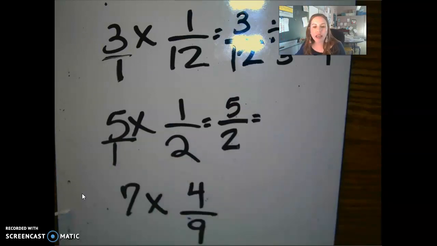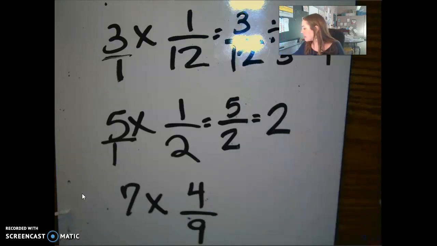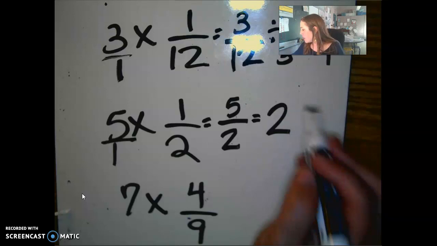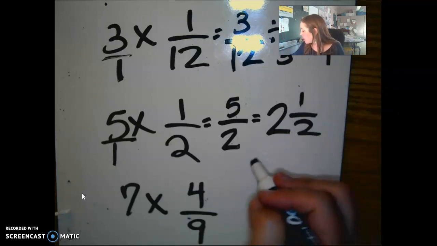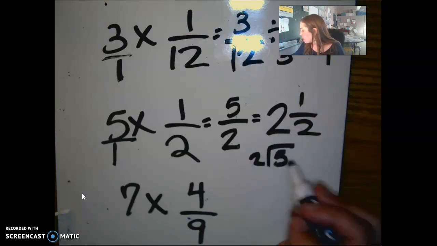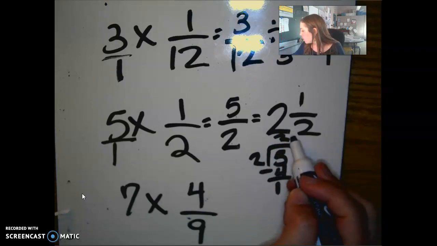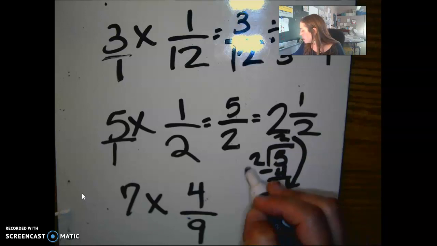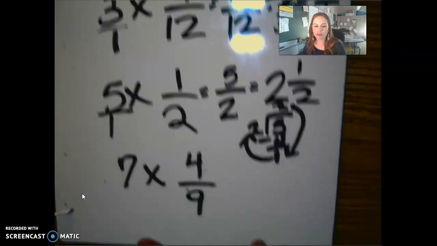My problem here is my numerator is greater than my denominator. Well, 2 goes into 5 2 times. What do I have left? I have 1 out of 2 left. And I know that because I can turn this into a division problem. 2 goes into 5 twice. Whole number, numerator, denominator.